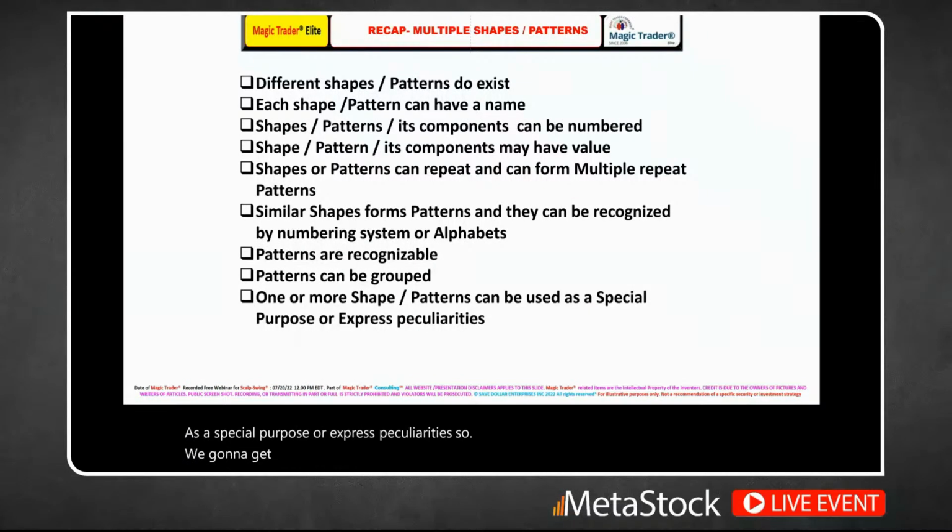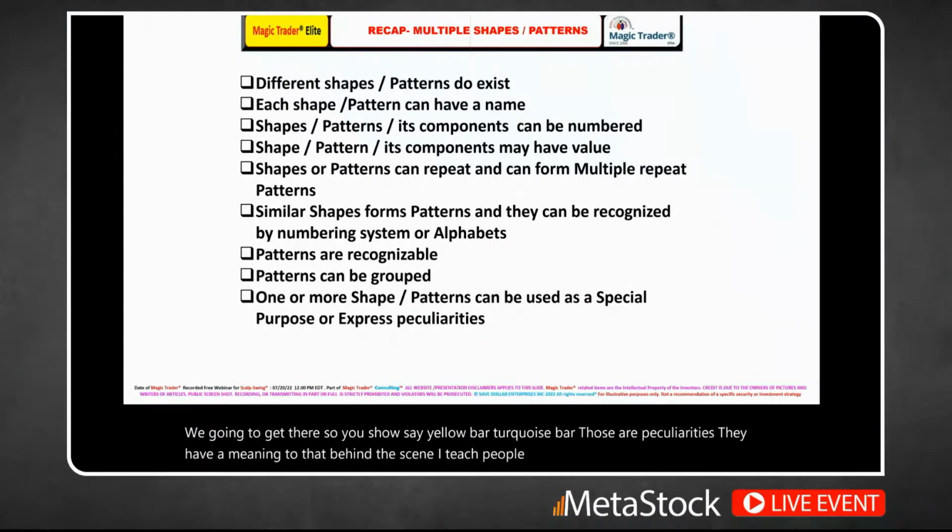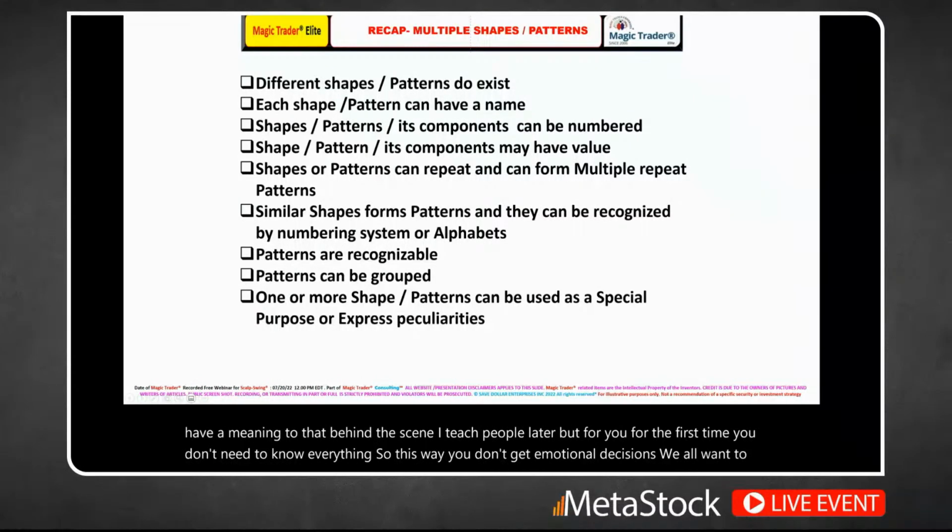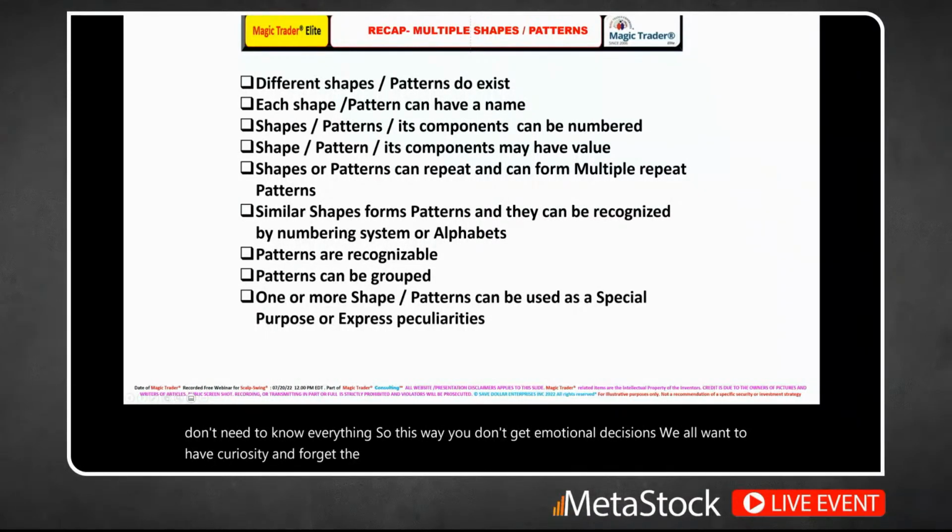So you see, say, a yellow bar, a turquoise bar. Those are peculiarities. They have a meaning to that. Behind the scenes, I teach people later. But for the first time, you don't need to know everything. This way, you don't make emotional decisions. We all want to have curiosity, but forget that view, we need to trade, not be curiosity experts.